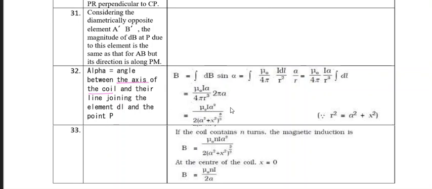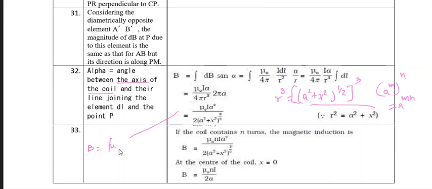So this R can be substituted by this equation. If it is R squared, then R is equal to a squared plus x squared whole power 1 by 2. Now this is R cube, so cubing on both sides, it becomes 3 by 2, by applying a power m whole power n is equal to a power mn. So what is the final equation? B is equal to mu naught I a squared divided by 2 into a squared plus x squared whole power 3 by 2. Do you understand this? I just replaced this.